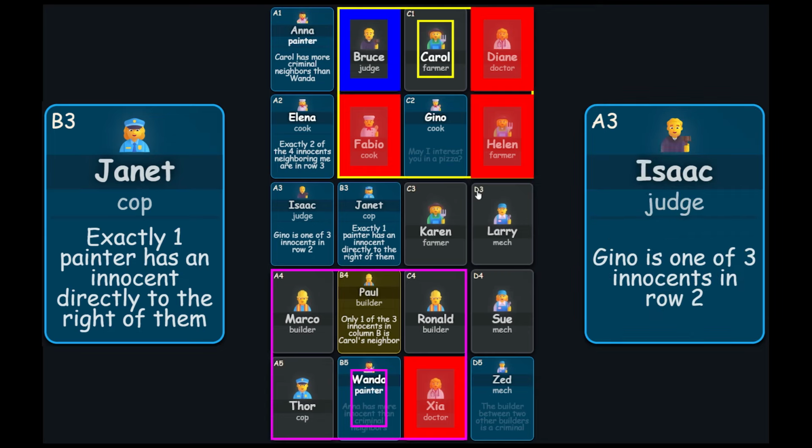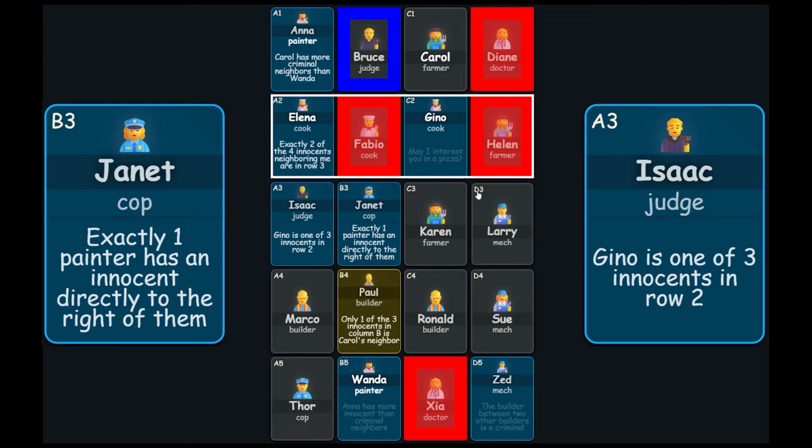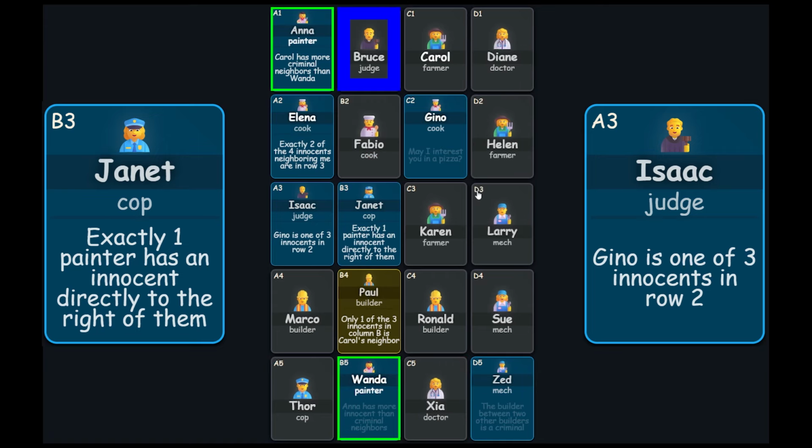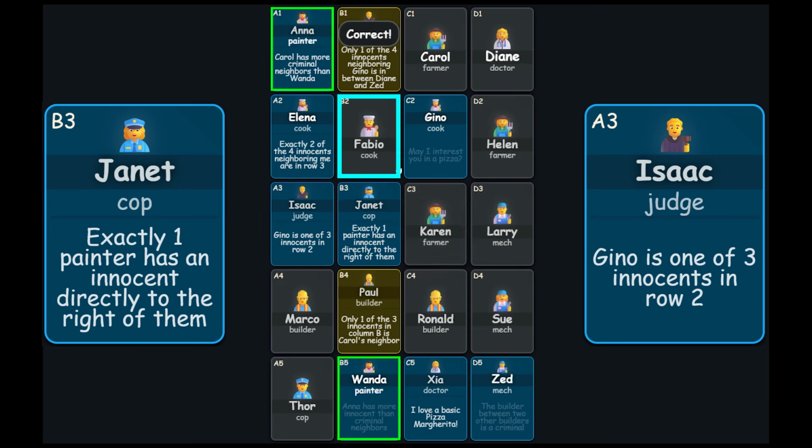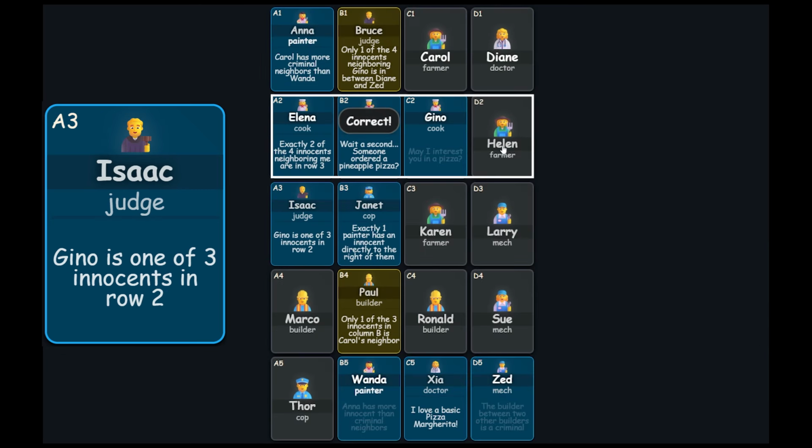But now if you look at Isaac's clue, there's supposed to be three innocents in row 2, yet we only have 2. That's a contradiction. Therefore, Bruce must be a criminal, and Fabio and Sia must be innocent. And now that all three innocents in row 2 are revealed, we can also mark Helen as a criminal.